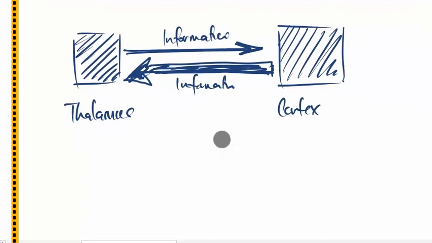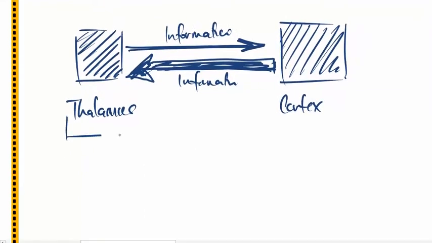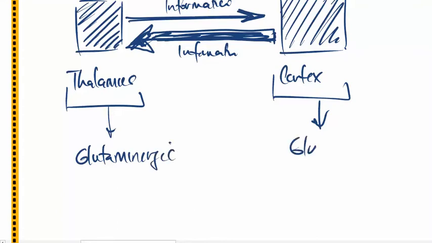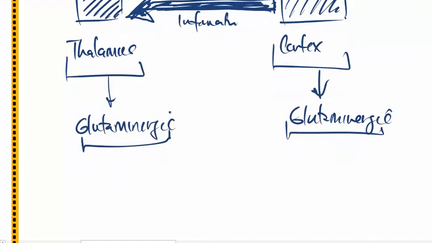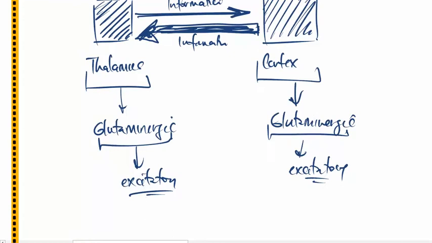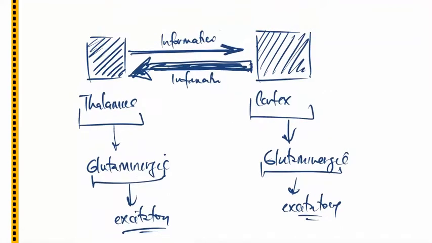Now, it turns out that the neurons of the thalamus and the neurons of the cortex are glutaminergic. By glutaminergic, we mean that these neurons are excitatory. So the thalamic neurons and the neurons in the cortex are glutaminergic, so they're excitatory.